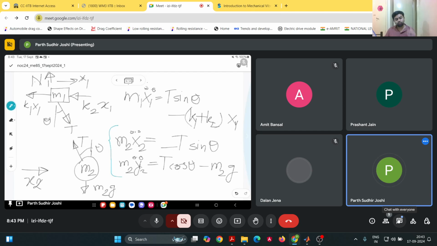So these two. Let us say if we use x2 double dot is minus t sin theta by m2 and then put it into this equation, or not this way actually.